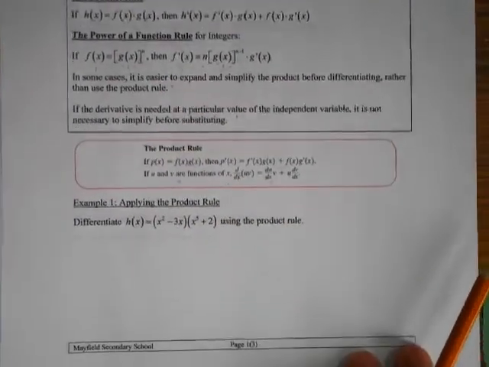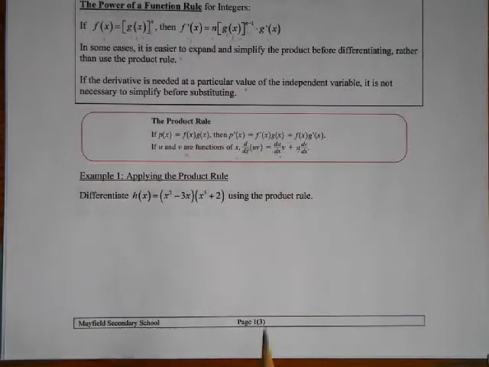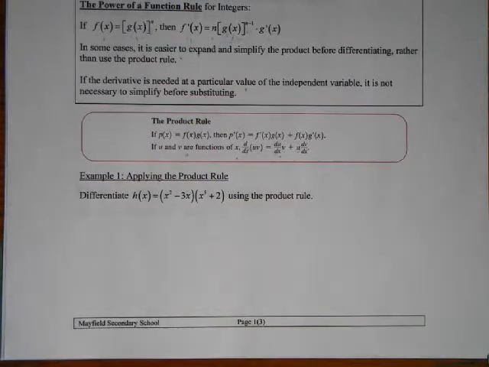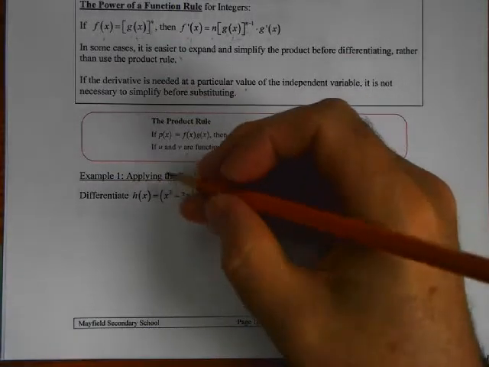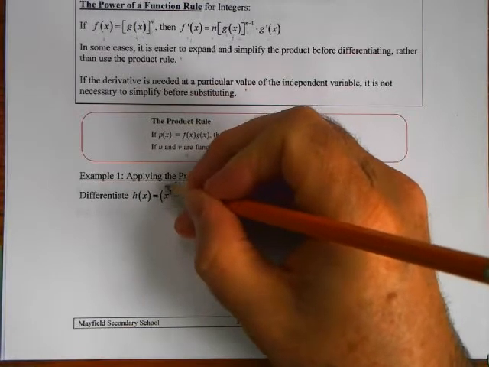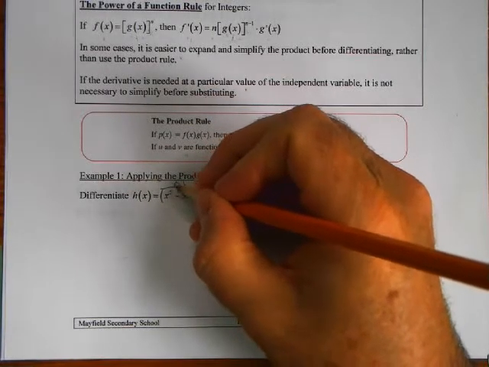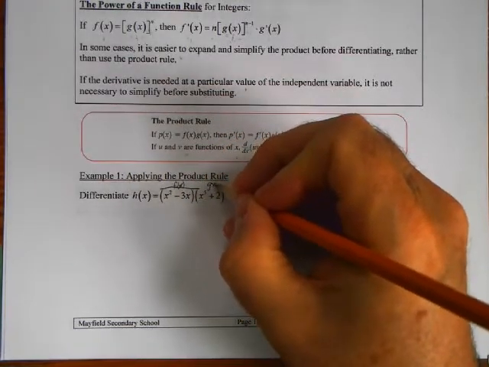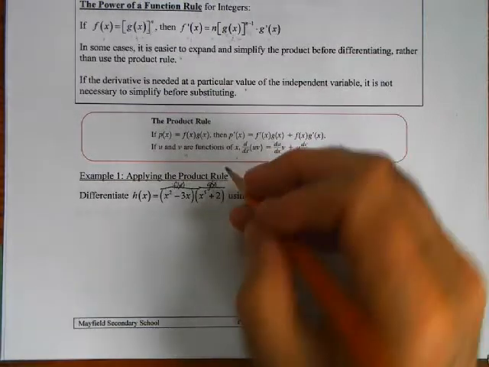So let's try one. Apply the product rule. We've got h of x equals x squared minus 3x times x to the 5th plus 2. So we can actually treat this, I won't do this every time, but you could say, well, here's my f of x, here's my g of x. And just to keep track.